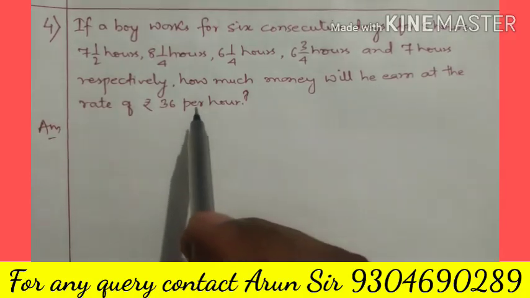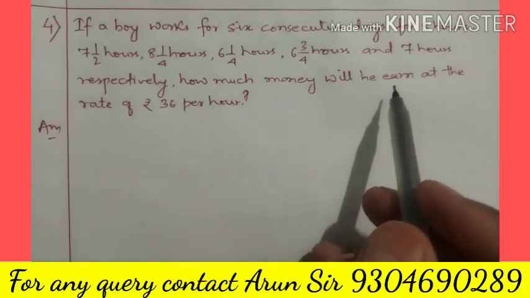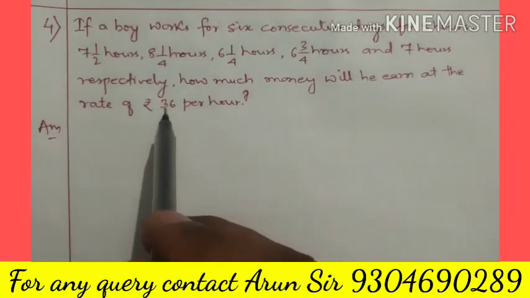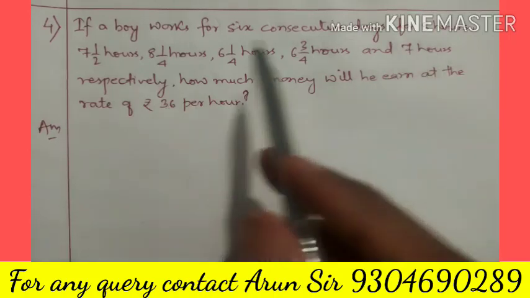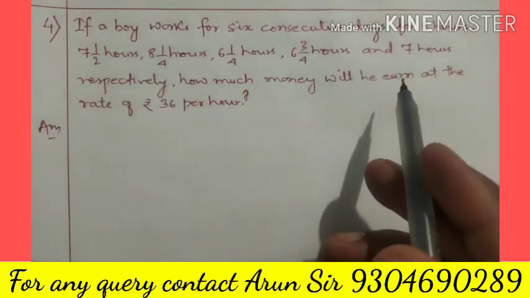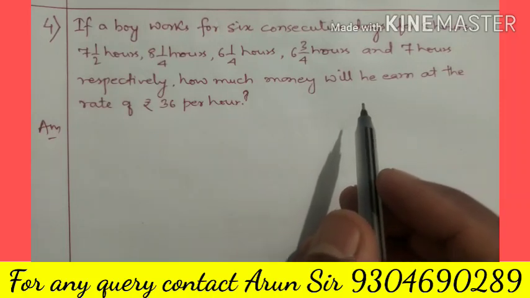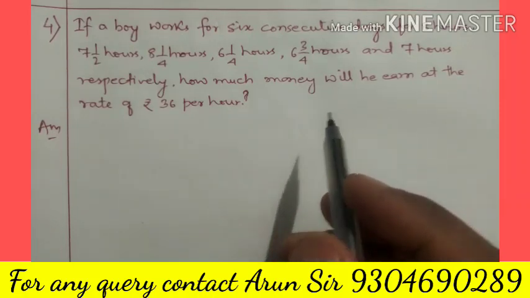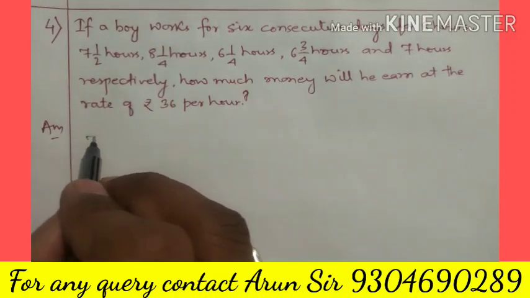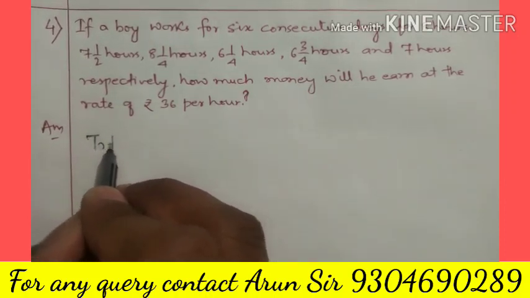Question is asking how much money will he earn at the rate of 36 per hour. Question is saying that for 1 hour that boy is being paid rupees 36. So how much money will he earn for working for this much hour? So first we will calculate for the total how much hour he has worked. So we will write total working hour.